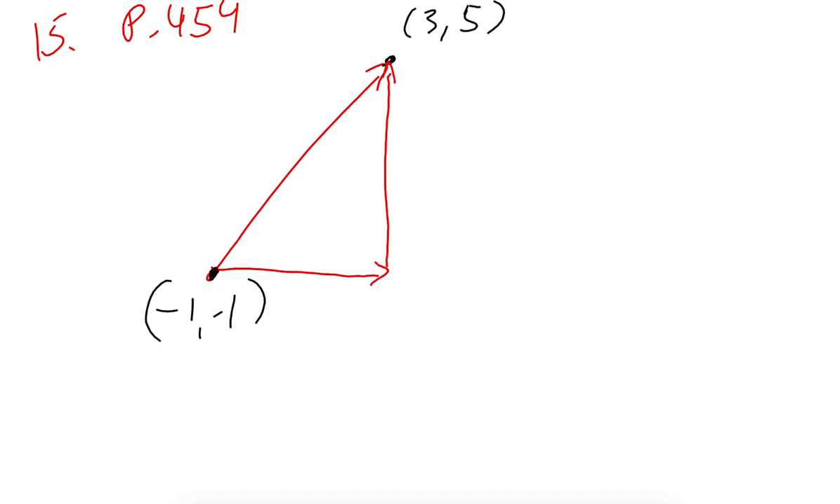So as I go from, in the x direction, -1 to 3, that's 4 spots. And from -1 to 5, that's 6 spots. So the component form of this vector is 4, 6.